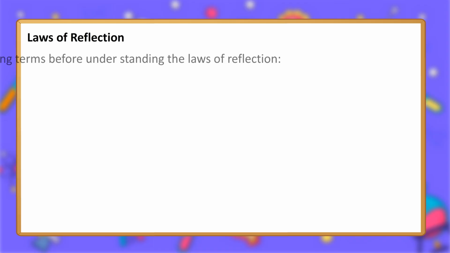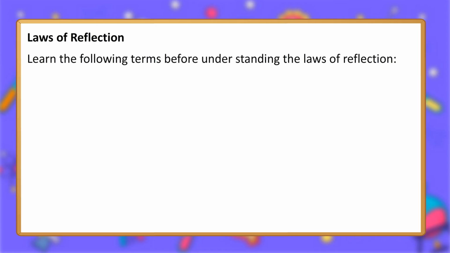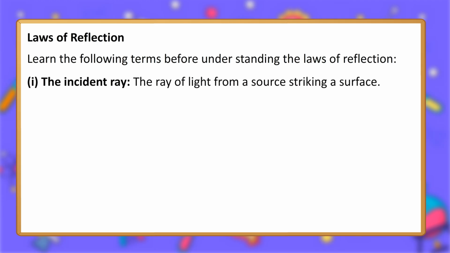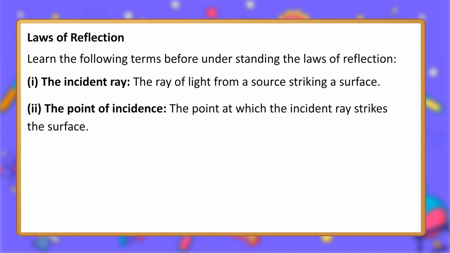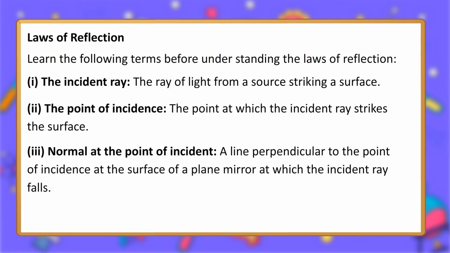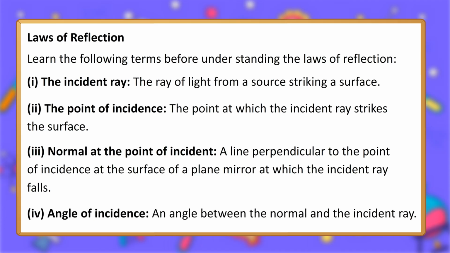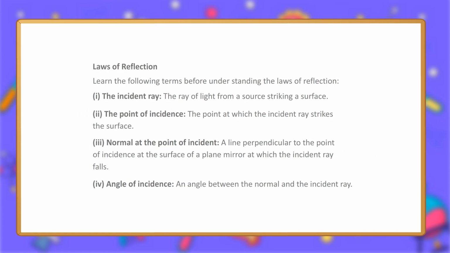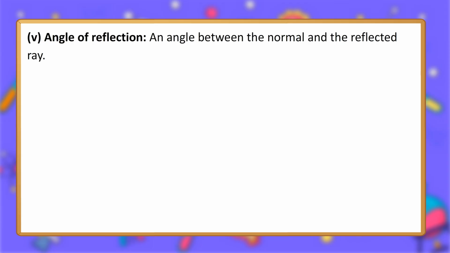Laws of reflection. Learn the following terms before understanding the laws of reflection. 1. The incident ray, the ray of light from a source striking a surface. 2. The point of incidence, the point at which the incident ray strikes the surface. 3. Normal at the point of incidence, a line perpendicular to the surface of a plane mirror at the point at which the incident ray falls. 4. Angle of incidence, the angle between the normal and the incident ray. 5. Angle of reflection, the angle between the normal and the reflected ray.